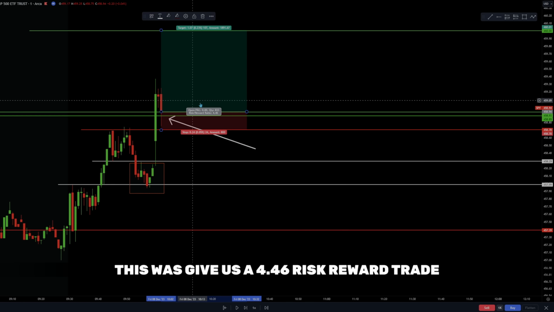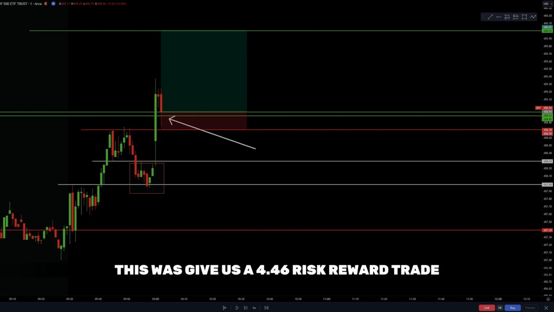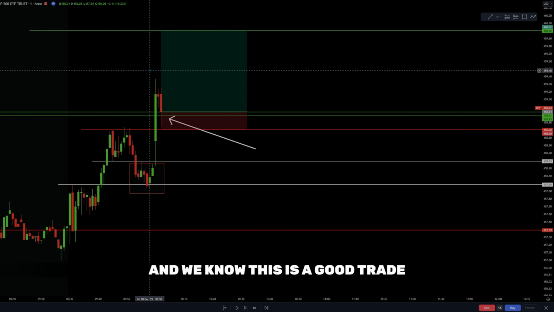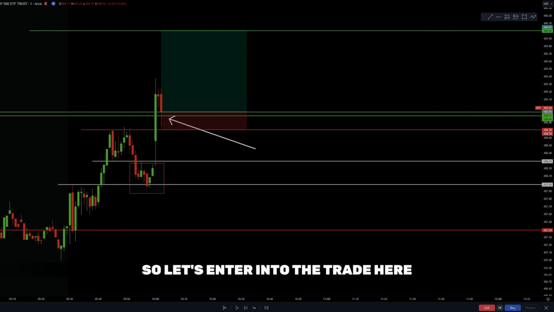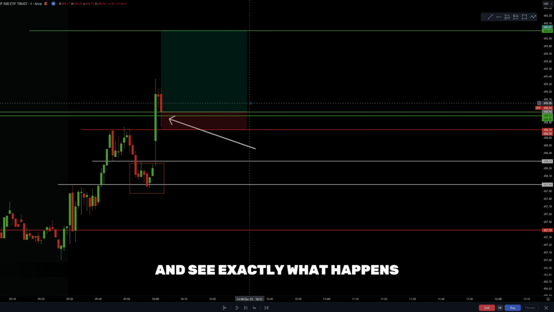Now this would give us a 4.46 risk to reward trade. This means to make $1,000 on this trade, we would have to risk $224. And we know this is a good trade because of that market structure plus combining our break and retest strategy. So let's enter into the trade here and see exactly what happens.